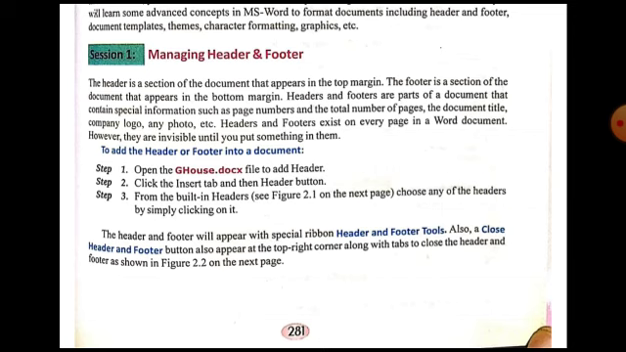Simple 4 steps are given over here. First of all, open the document. For example, here it is the document named ghouse.docx. It is a Word file in which we want to add the header. Then the second step is to click the Insert tab and then the Header button.